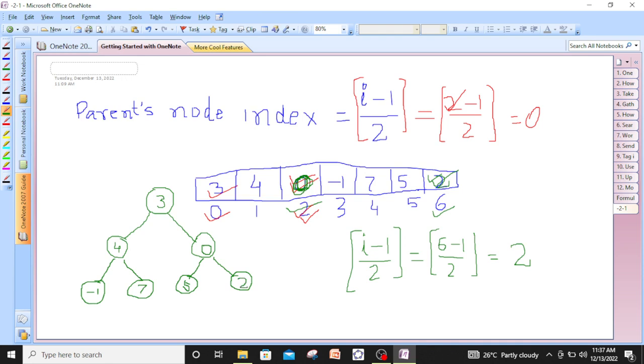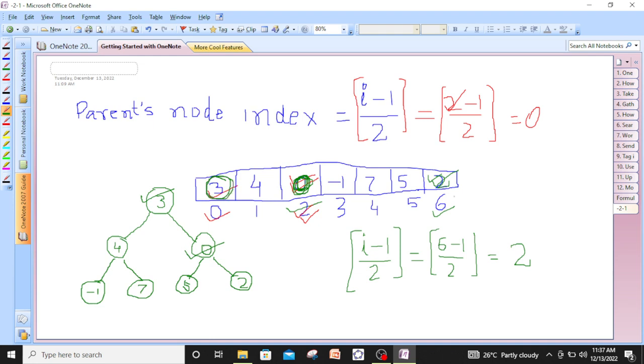So now let us verify. The first question was, what is the parent of this 0, element 0, and you see the element 0 is here and its parent is 3. Obviously we got the first answer as 3. This was the parent of 0 according to the formula.